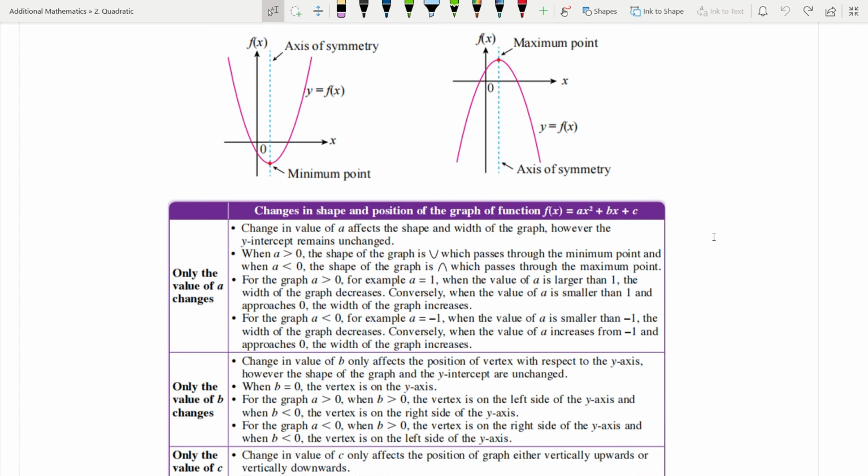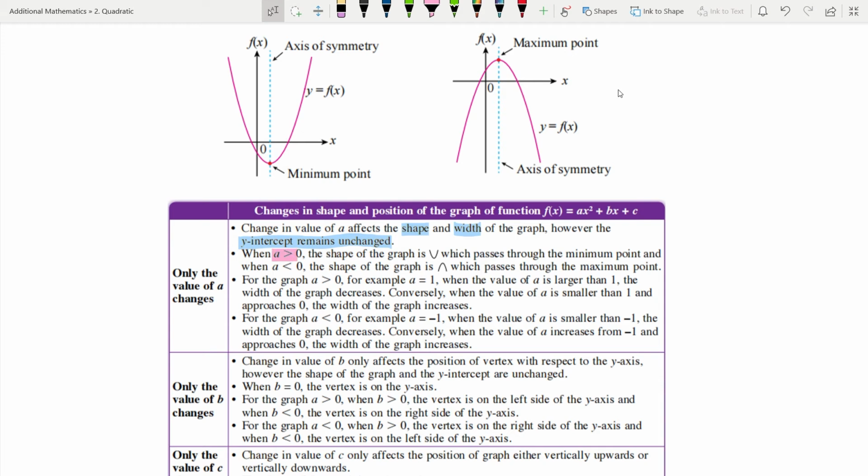Now let us analyze how the changes in a, b, and c affect the shape and the position of the graph. The first case, where the value of a changes only. Change in the value of a affects the shape and the width of the graph. However, the y-intercept remains unchanged.